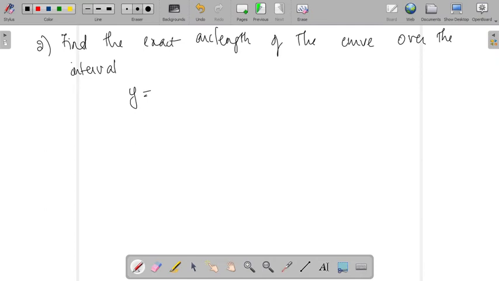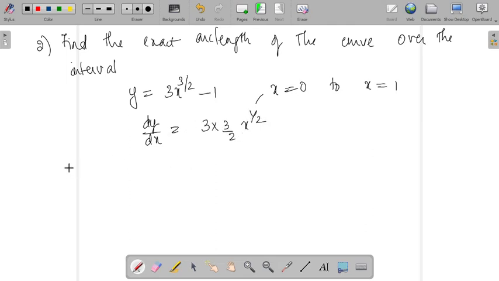So your curve is y equal to 3, x raised to 3 by 2 minus 1, from x equal to 0 to x equal to 1. So dy by dx is 3 into 3 by 2 x raised to 1 by 2. So arc length will be integral 0 to 1 root of 1 plus the square of 9 by 2 root x. So when you take the square, you will get 81 by 4 x dx.